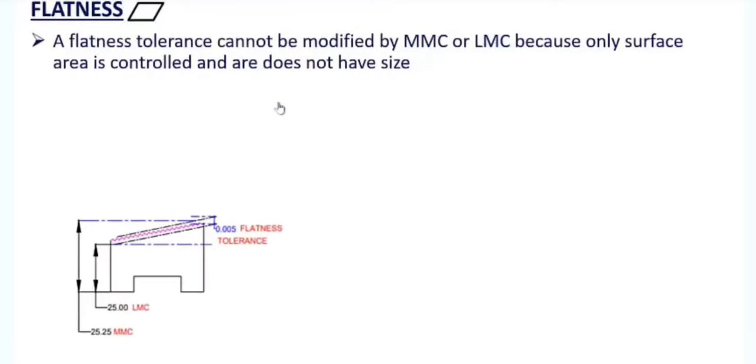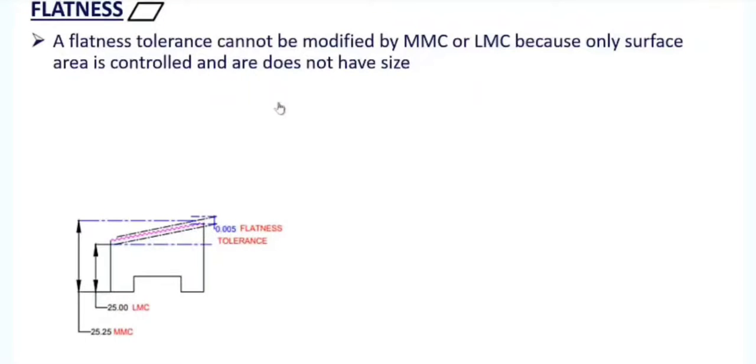A flatness tolerance cannot be modified by MMC or LMC. The modifier is not applicable because only a surface is controlled and it does not have a size. As we discussed earlier, MMC and LMC apply only to a feature of size and not to surfaces, whereas flatness is applicable to a surface only. So you will not have an M or L condition there.